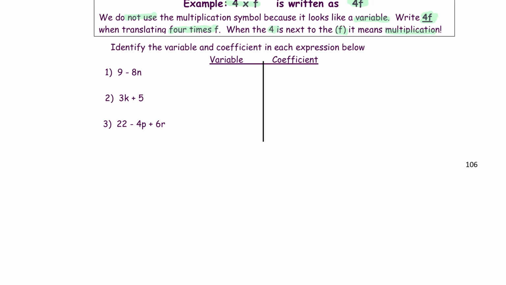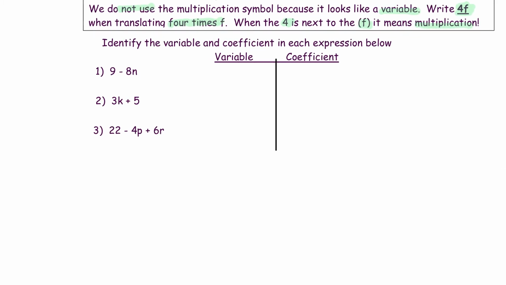Next, we're going to identify our new vocabulary terms, the variable and the coefficient, in each expression below. Remember, an expression does not have an equal sign. Number 1, 9 minus 8n. The variable is going to be your letter. So if we look at number 1, the letter is going to be n. The coefficient is the number that is next to the letter, which would be 8.